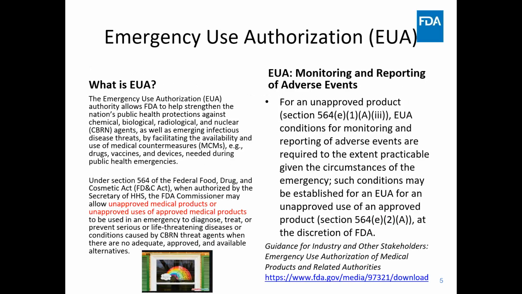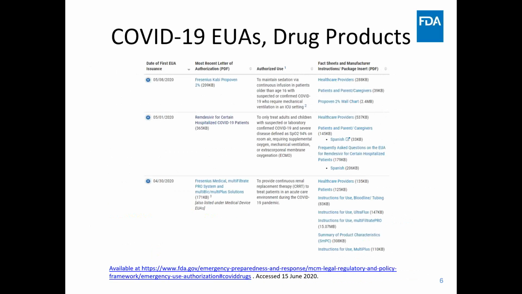And then the guidance for industry has a section that specifies the monitoring and reporting of adverse events. So as conditions allow, monitoring and reporting of adverse events is required. And then for the unapproved uses, FDA would set the conditions within the EUA; both are set within the emergency use authorization that is issued.